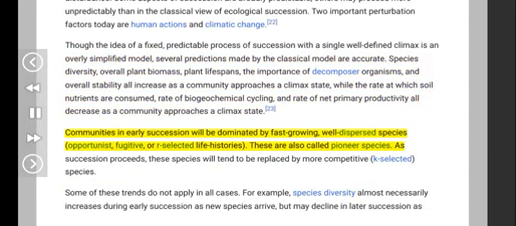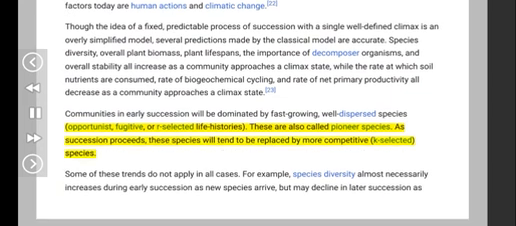23. Communities in early succession will be dominated by fast-growing, well-dispersed species, opportunist, fugitive, or R-selected life histories. These are also called pioneer species. As succession proceeds, these species will tend to be replaced by more competitive K-selected species. Some of these trends do not apply in all cases.